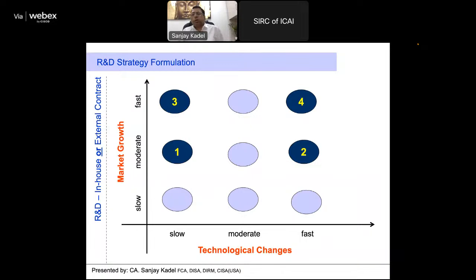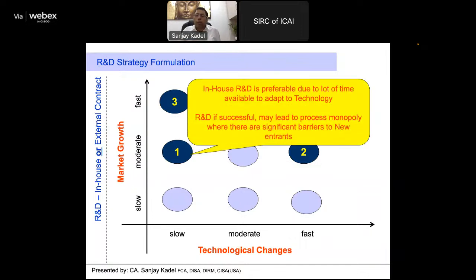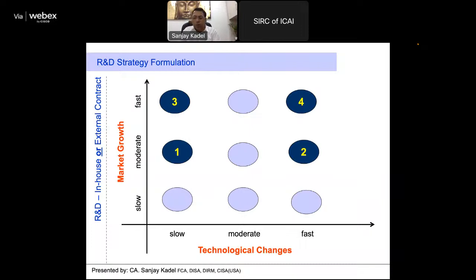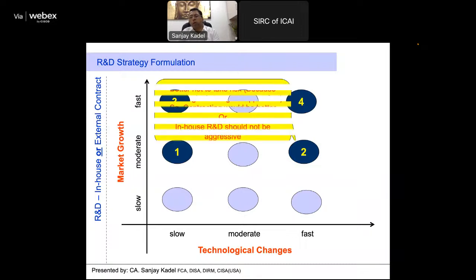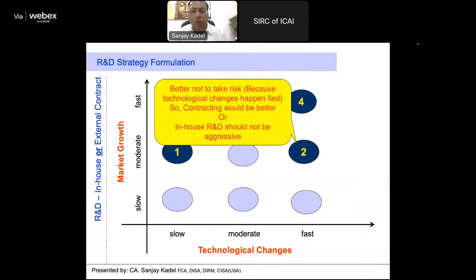First situation: the market growth rate is moderate and technological changes are slow. What will you do? Since your technological changes are slow, you have good time to adapt to the new technology. So you will do in-house R&D in the first situation. In the second situation, technology is moving very fast and the market is at a moderate growth rate. You may not have time to adapt to technology, but you may go for external contracting. You may contract it to some external consultants, or you may do in-house R&D, but it should not be aggressive. In-house R&D means doing the R&D with your own employees, with your own team members.